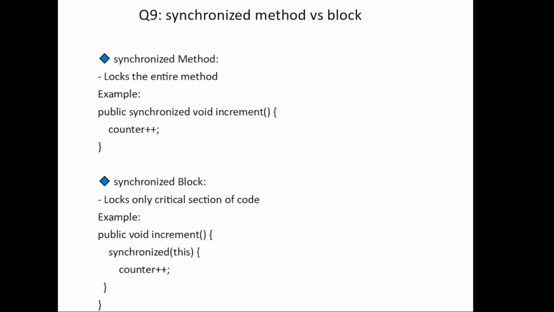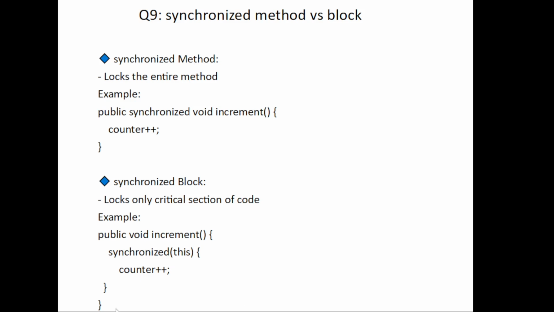In this synchronized method, the entire method increment is marked as synchronized here. That means only one thread can execute this method at a time on a given object, and it locks the entire object while the method runs. And this is easy to use but might lock more than necessary, which could slow things down.